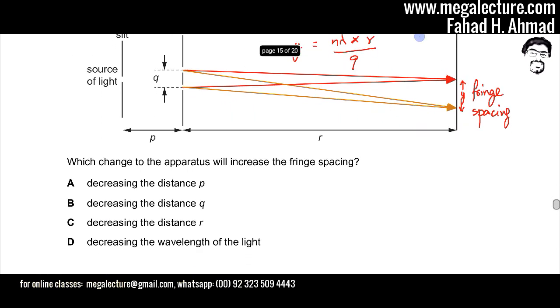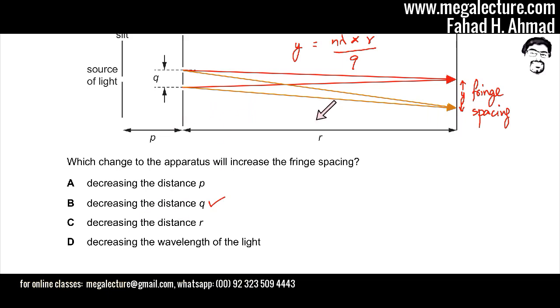Now, the options which we have: what change in the apparatus will increase the fringe spacing? So decreasing the distance P. P is not going to really matter. Decreasing the distance Q, that is, if we decrease the distance Q, the fringe spacing Y would increase, so that appears to be correct. But let's also have a look at the other options as well.